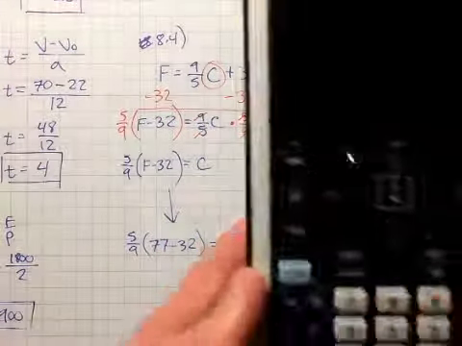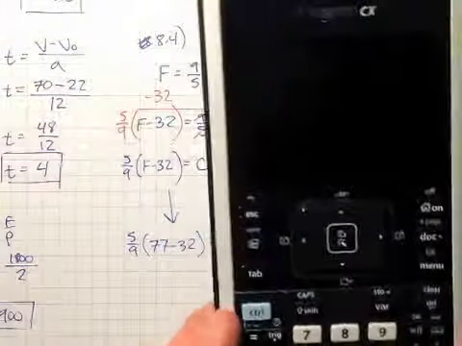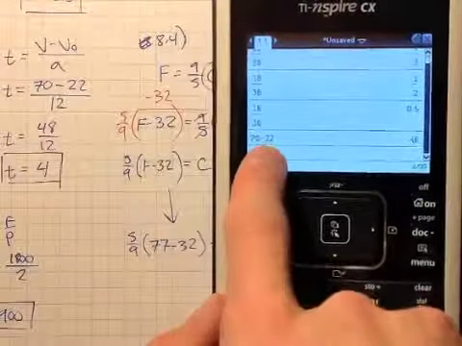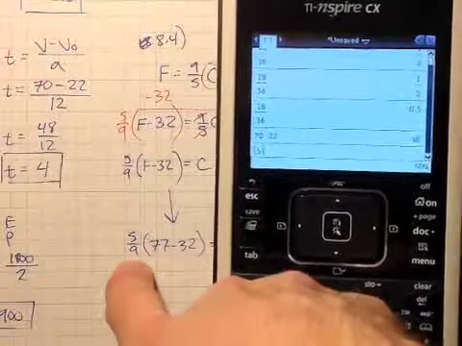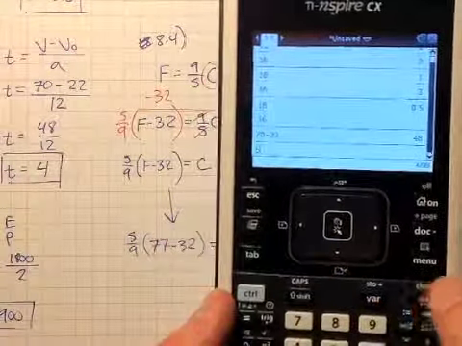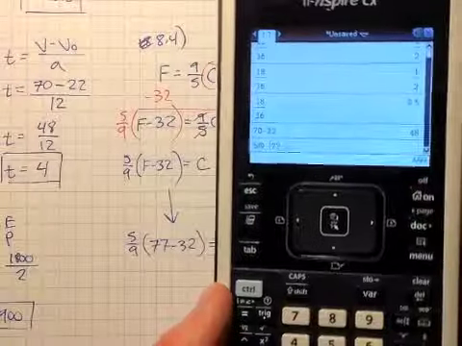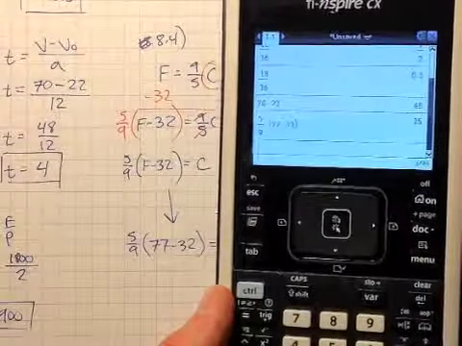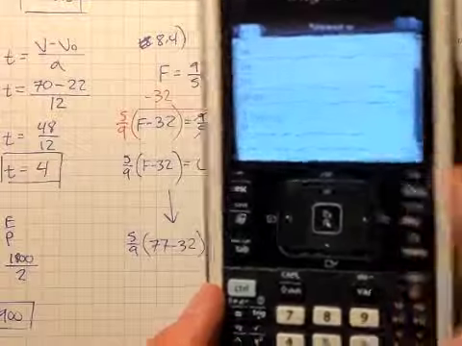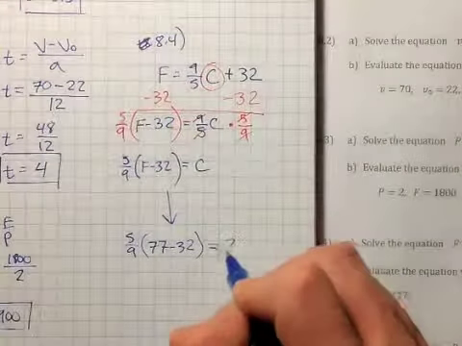Well, let's see here. 5/9. Now, I've gotten a couple questions about, Mr. Wilson, how do you type a fraction into the calculator? Well, remember, this is just 5 divided by 9, right? 5 divided by 9, 5/9, times, in parentheses, 77 minus 32 equals 25. Okay? 25.